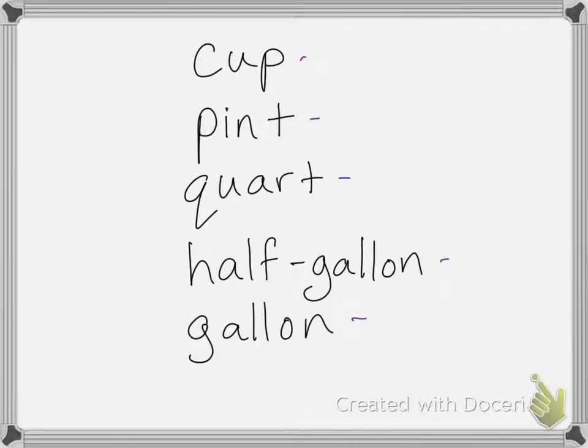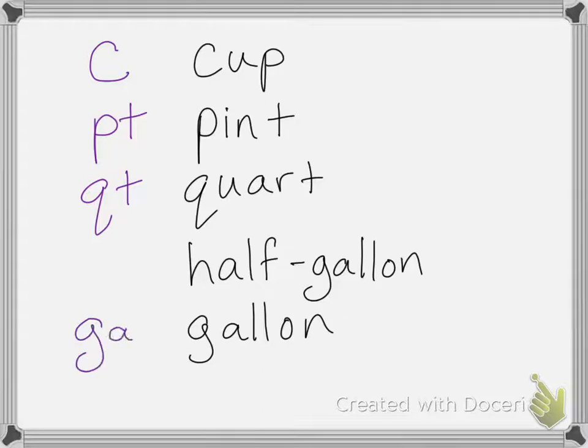There are abbreviations for each of these words, so we don't have to write the whole word out every time. So the abbreviation for a cup is C. The abbreviation for a pint is PT. Abbreviation for a quart is QT. Half gallon doesn't have an abbreviation, but the gallon, the abbreviation is GAL.